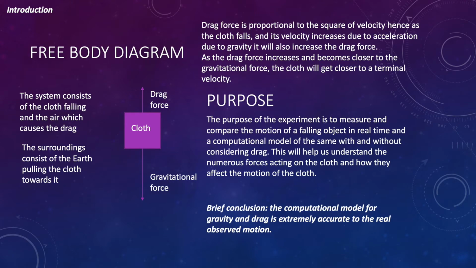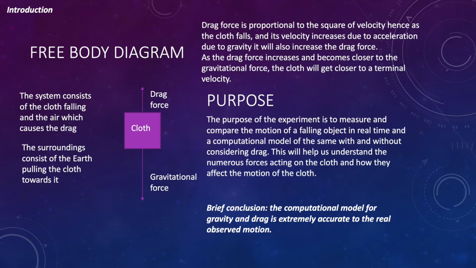The system consists of the cloth falling and the air which causes the drag. The surroundings consist of the earth pulling the cloth towards it. The following is the free body diagram, where the drag force points upwards and the gravitational force points downwards. Drag force is proportional to the square of velocity, hence as the cloth falls and its velocity increases due to acceleration due to gravity, it will also increase the drag force. As the drag force increases, it becomes closer to the gravitational force, and the cloth will get closer to a terminal velocity.